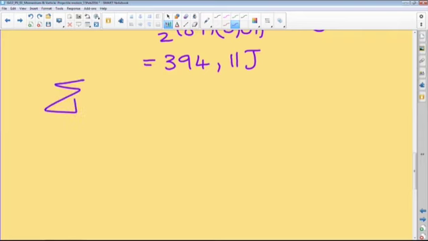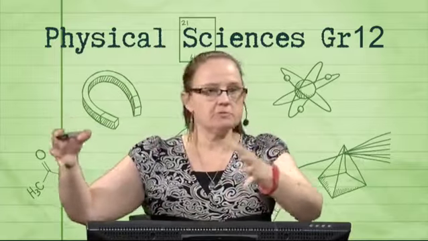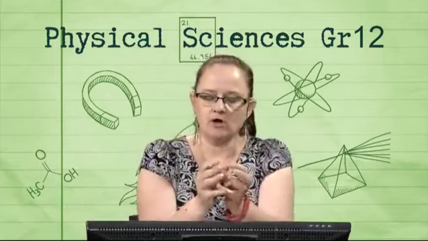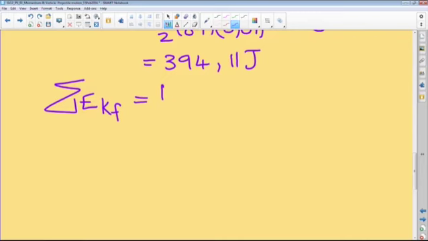So sigma, sum of kinetic energy afterwards. But now let's think about this. The man and the boy are one thing. You're welcome to do 2 equations, but we don't need to because they're one object. So I'm going to write it straight away like this, and then watch what I do.